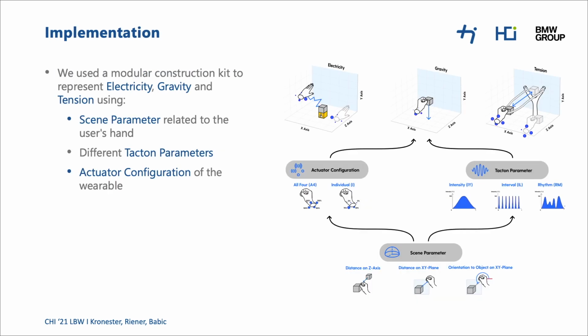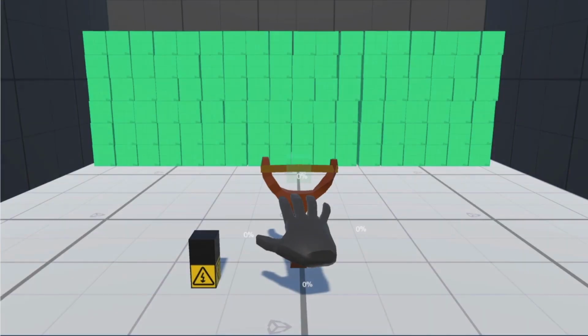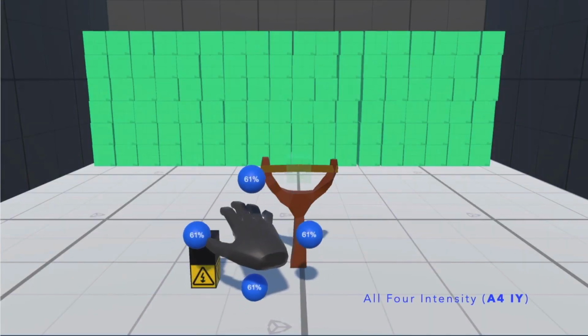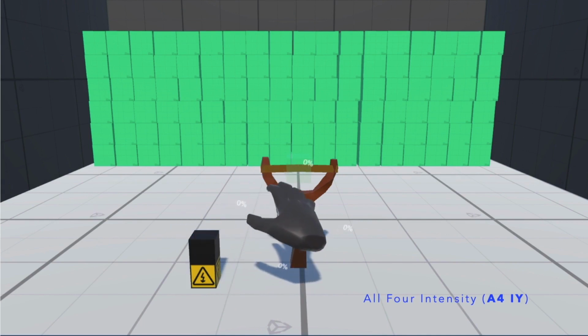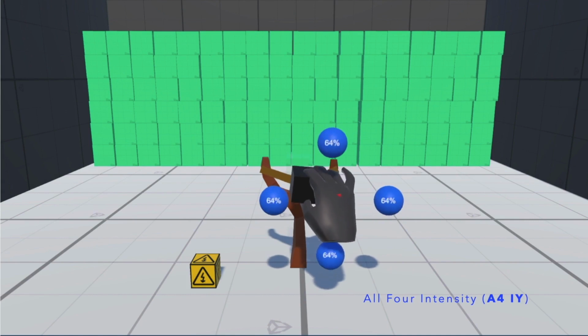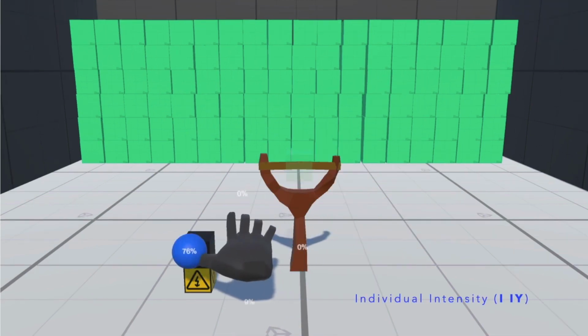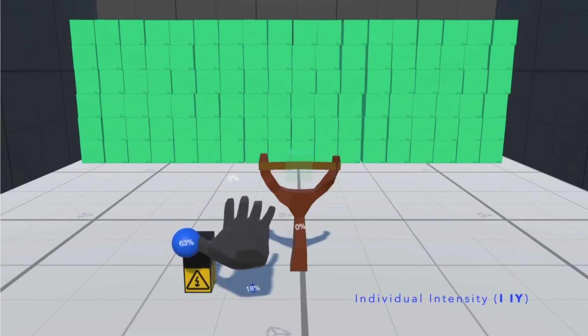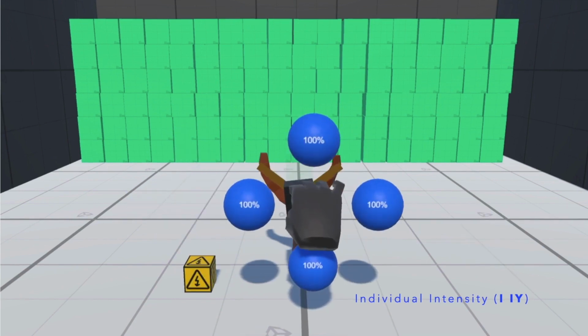Based on a modular construction kit, we created 6 different vibration patterns that are rendered in real time based on the object property and the action of the user, using data from the virtual scene, different tactile parameters, and the 2 actuator configurations mentioned before. All 4 intensity, manipulating the intensity of a continuous vibration synchronously by all 4 actuators. Individual intensity, manipulating the intensity of a continuous vibration individually with each actuator based on the orientation of the user's hand.